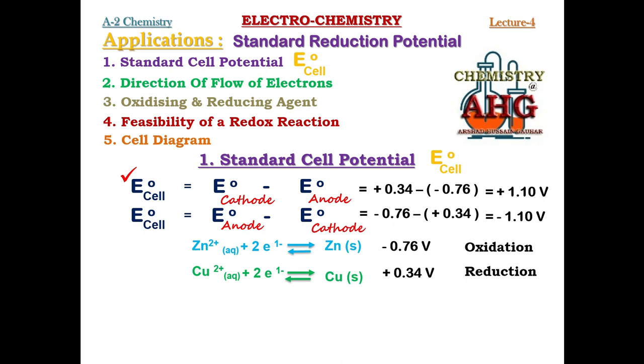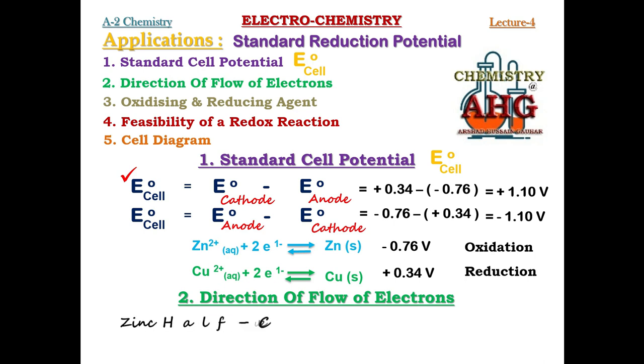And I have also told you how you will decide cathode and anode. Now, if you have decided which half cell is cathode and which is anode, you can also tell quickly and easily the direction of flow of electrons. Always remember, in chemistry, direction of flow of electron is from oxidation to reduction, from anode to cathode. Right now in this example, zinc is the anode. So the direction of flow of electron would be from the zinc half cell to the copper half cell. So now you can see, by using this example, we have studied two applications of standard reduction potential.